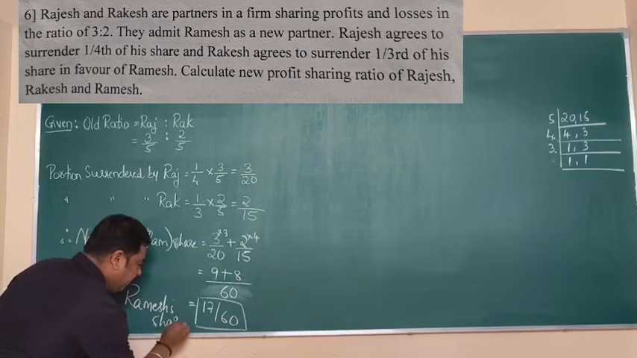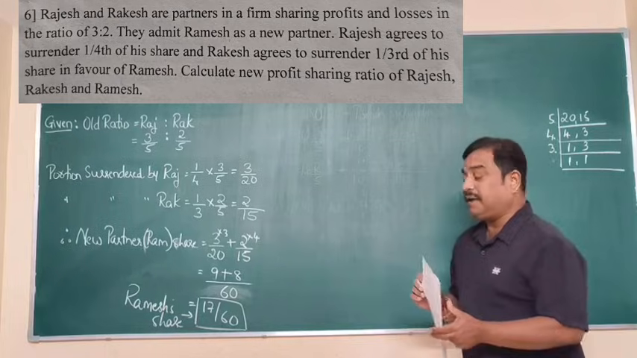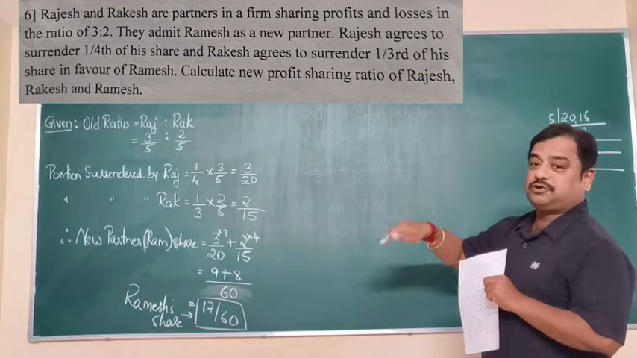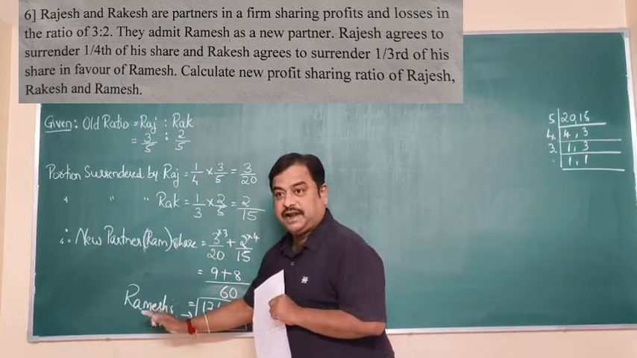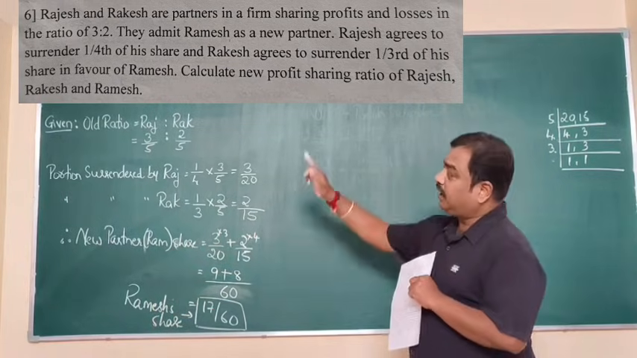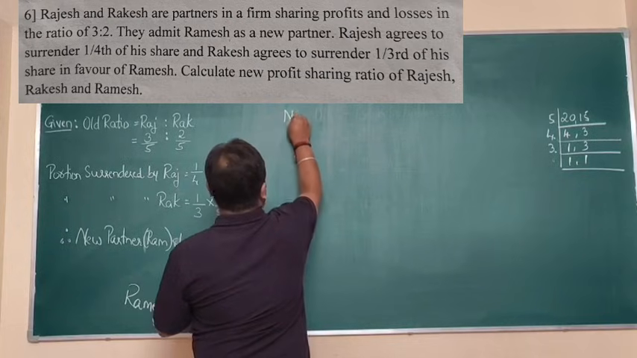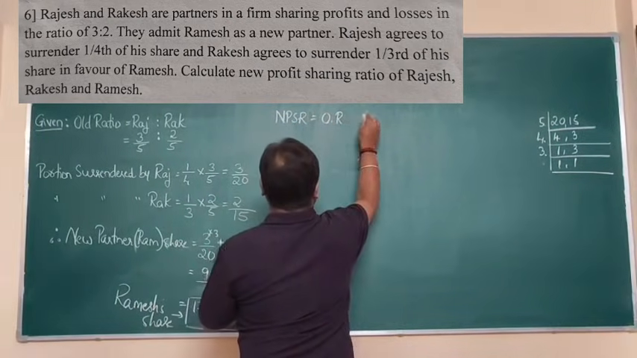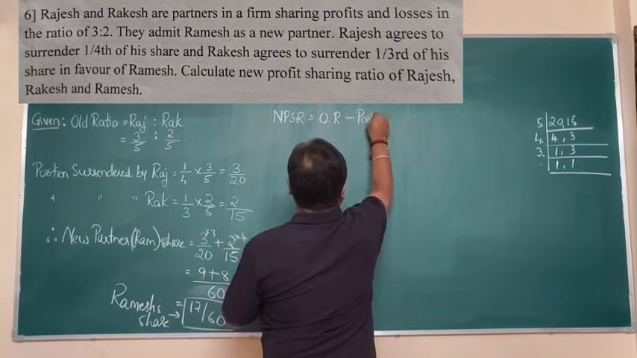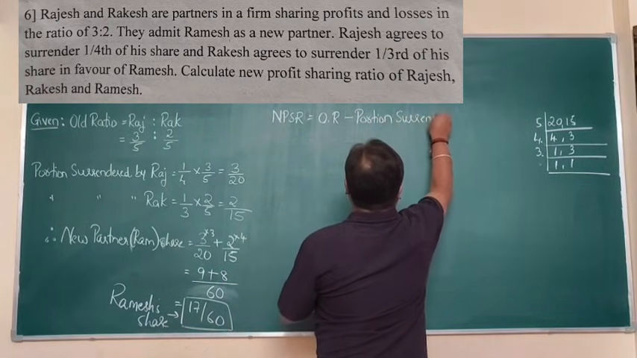In all our previous problems, they used to give us the new partner's share ready-made in the question. Now they have made us put in extra effort on this. Moving on, we got the new partner's share now, but we also have to find the new ratio of the old partners. The formula will not change. NPSR is equal to old ratio minus portion surrendered.